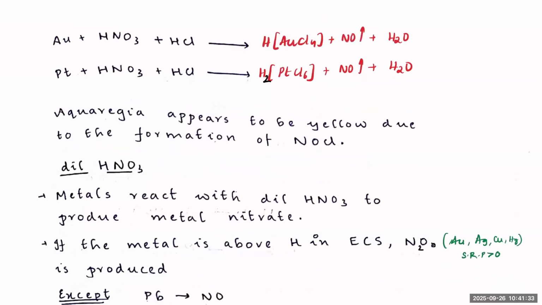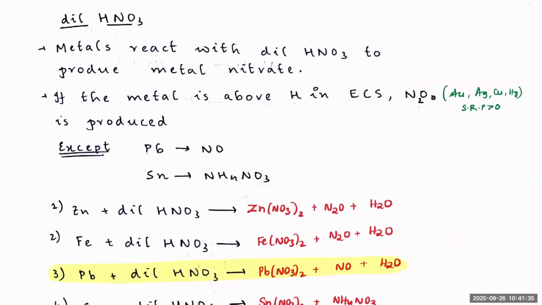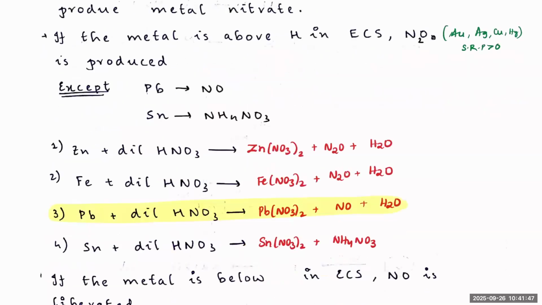Now what we discussed is with a concentrated acid, beta. Now check out with a dilute acid. This time, when metals react with dilute HNO3, they still get oxidized to form metal nitrates. But there are two conditions that you need to check. First, if the metal is above hydrogen in the electrochemical series, then you will get N2O.